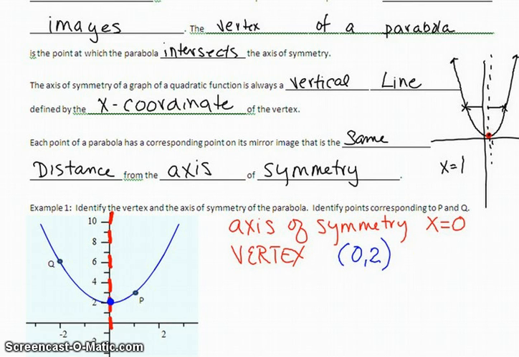Now, it asked me for the corresponding points. Looking at the graph, I've got points Q and P. P looks like 1 unit from the vertex. So if I go 1 unit from the vertex this way, the point P is 1, 3. Its corresponding point, I'm going to name it P sub 1. Here, P sub 1 is negative 1, 3.